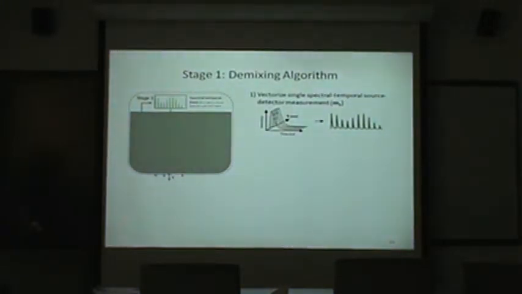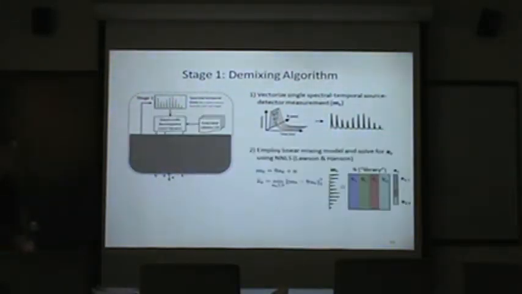Okay, so let's take a look at the first stage a little bit more closely. So the first thing we do is, as I said, we're going to operate on a single source detector measurement at a time, and we're just going to loop through until we've demixed all 650 or however many we do. So we take the kth measurement, which is represented by this. It's a multi-dimensional measurement, both in wavelength and time, and we stack it into one long vector.